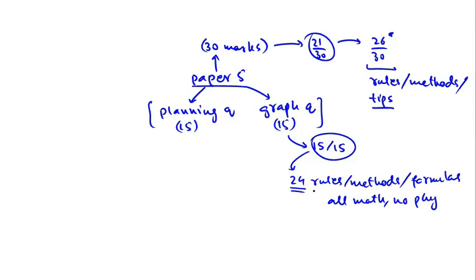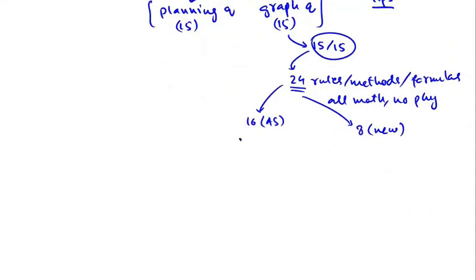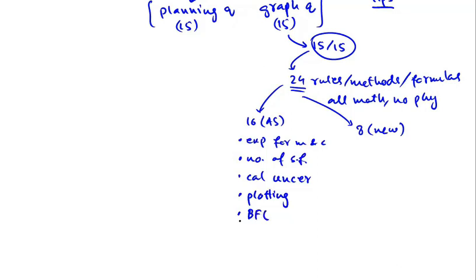And one more plus point about these rules is you don't have to learn them from scratch. You have learned most of them in AS. For instance, you have learned 16 of them in AS and now you only have to learn 8 new rules. Rules that you have learned in AS include the rule for determining the expression for gradient and y-intercept, the rule for determining the number of significant figures in the calculated quantity, likewise the rule for calculating uncertainty, the rule for plotting points, drawing the best fit line, etc. Right?